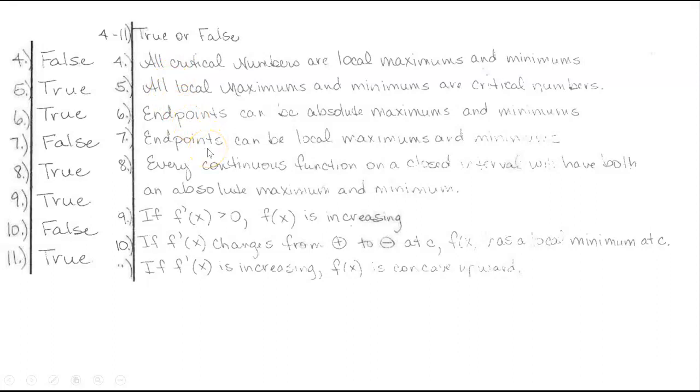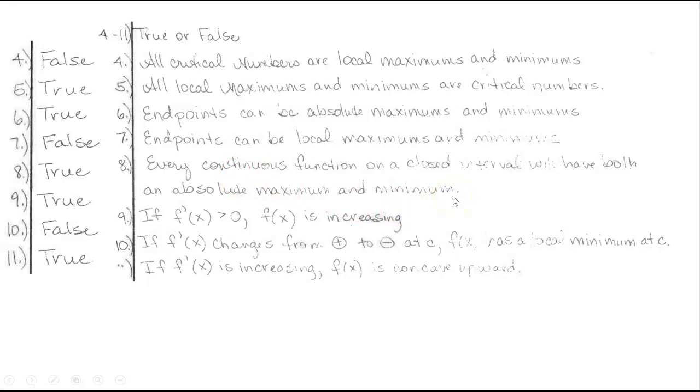And then the next one, endpoints can be local maximums and minimums. Yes, endpoints can be the absolute highest point or the absolute lowest point, but remember the definition of a local maximum is that's where we change from increasing to decreasing, and that doesn't happen at an endpoint. Additionally, I don't know what's going on in that locale, so I can't say it's the highest value in that locale.